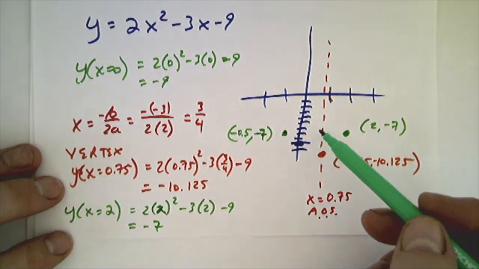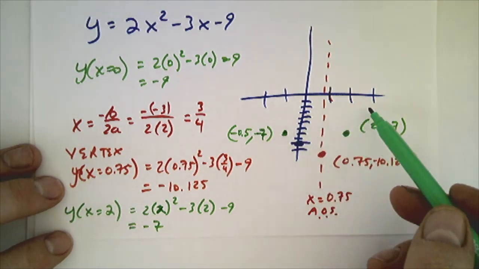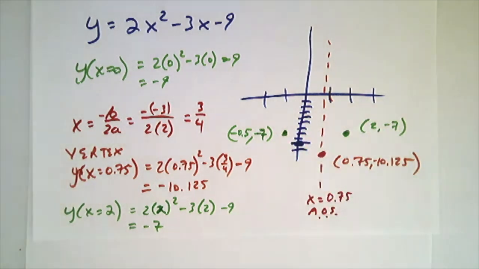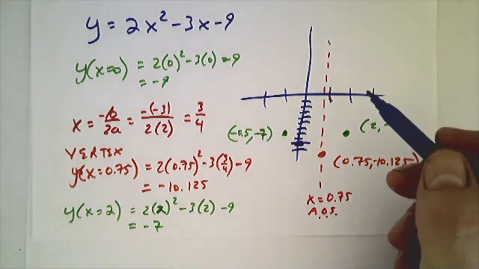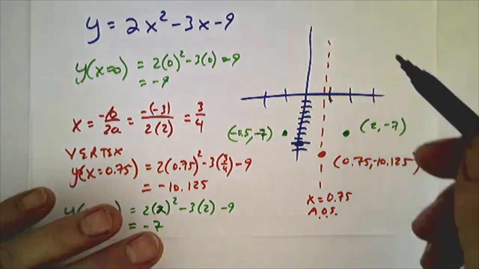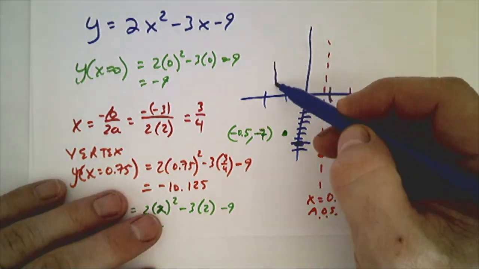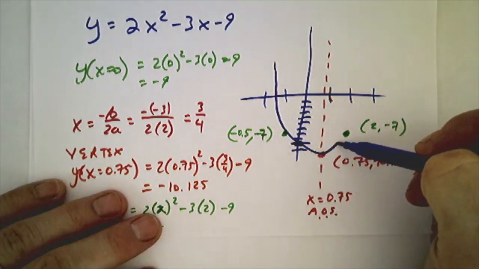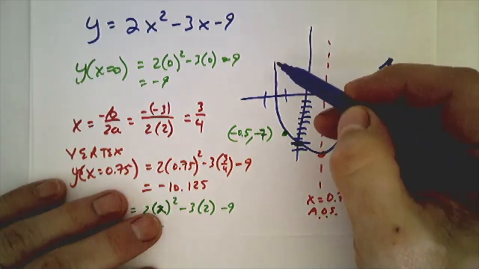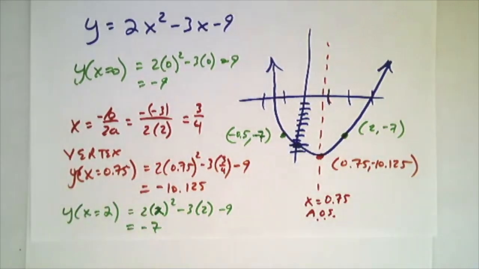Okay, so that looks like a pretty good amount to graph. We could graph that, sketch that graph. So something like this. And that's it.